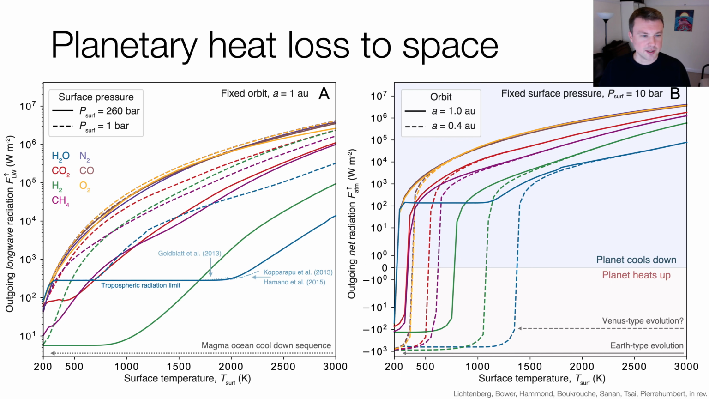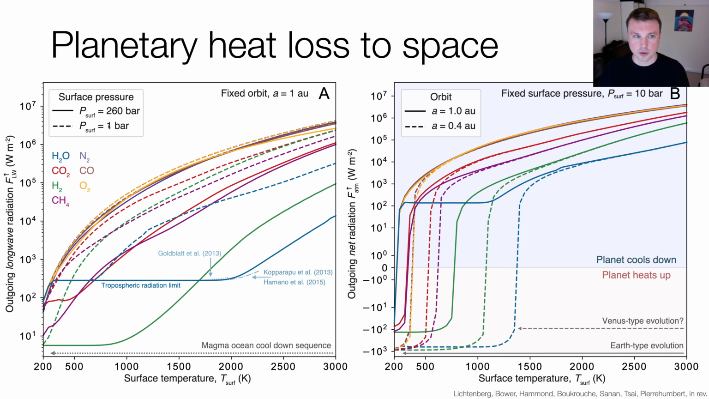This plot illustrates the climate behavior of planets in the runaway greenhouse phase. Now, the left-hand side shows the outgoing radiation versus the surface temperature of the planet. The magma ocean cooldown sequence would go from right to left. It is illustrated here for different volatiles, different surface pressures. For instance, a surface pressure of 260 bar corresponds to roughly 1 Earth ocean.